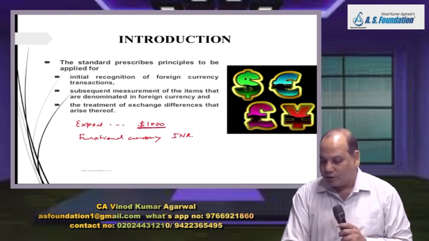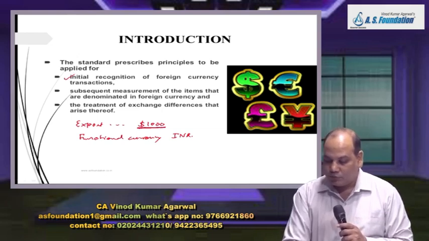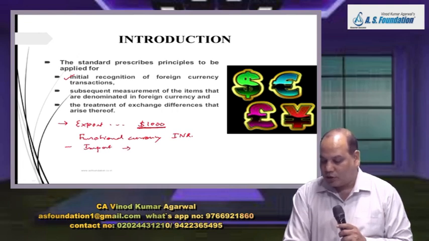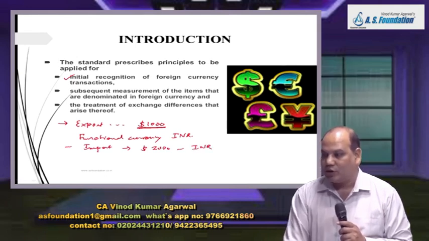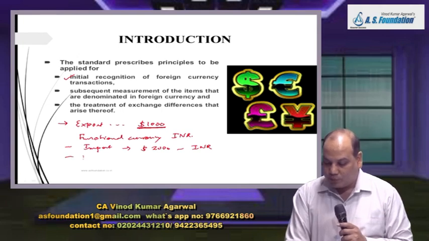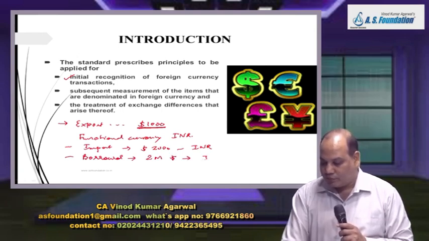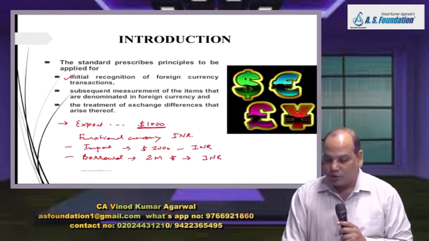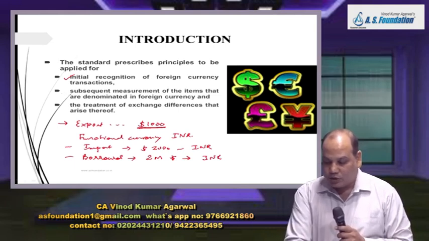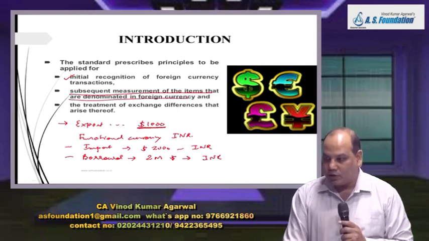We'll discuss the rule of conversion. So initially, when you have, suppose, imported goods, at what rate will you convert $2,000 into your functional currency rupees? If you have borrowed money today, you will get it in foreign currency, suppose $2 million. So in your books you have to report in functional currency. At what rate will you record it? Then it also deals with subsequent measurement of the items that are denominated in foreign currency.